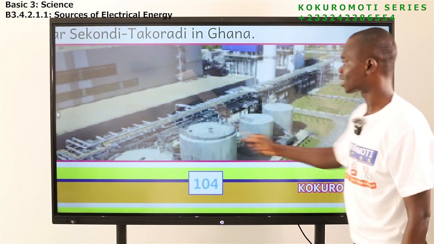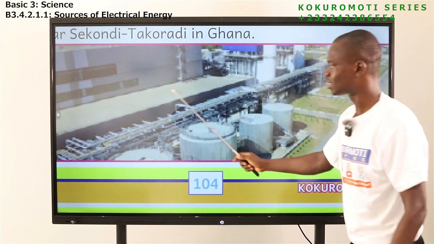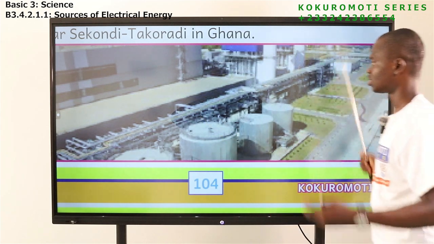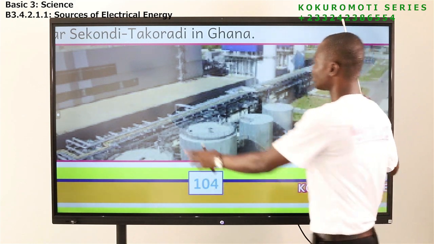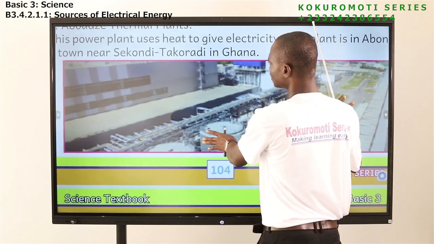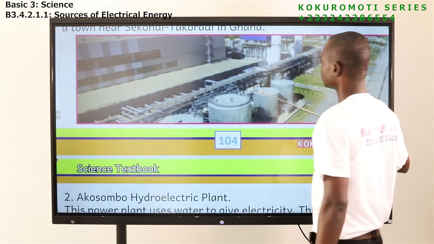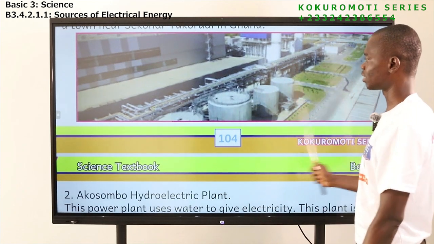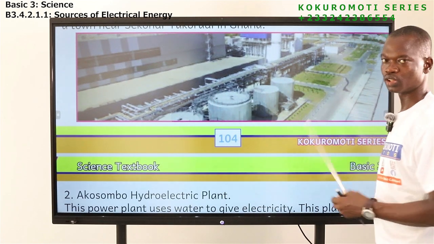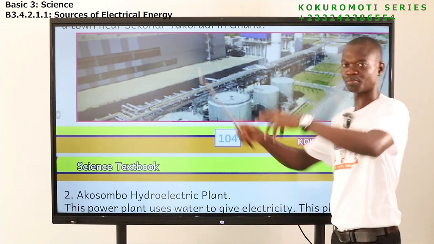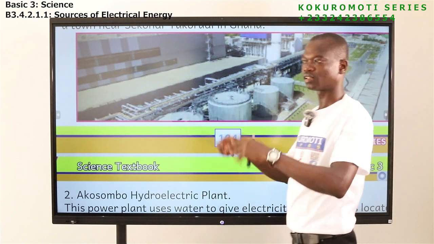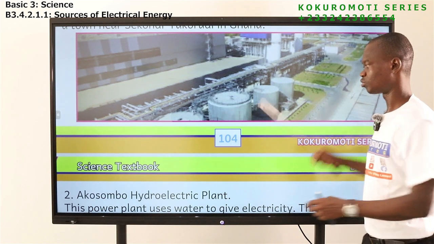So this is the plant. I told you, a plant is just a setup of machines that is able to generate one form of energy from another. We have this in Secondary Takoradi. So, Aboadze thermal plant, this is how it looks. It uses heat to generate electricity. That power serves the people in the western region and other parts of the country.